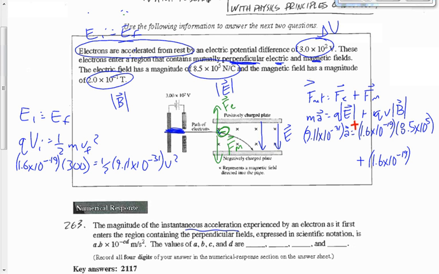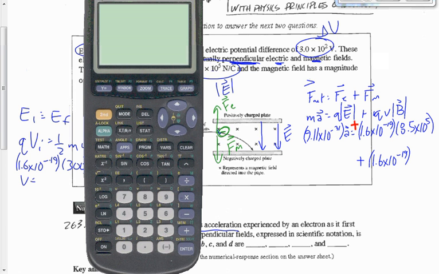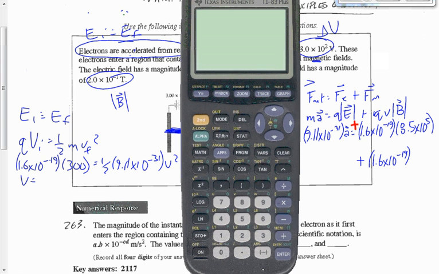Let's solve for V there. Okay, let's solve for V. And let's do this on our calculator here, okay? Let's say 1.6 times 10 to the minus 19 times 300. We're going to multiply that by 2 to get the half over. We're going to divide that by 9.11 times 10 to the minus 31. And then we're going to square root that.